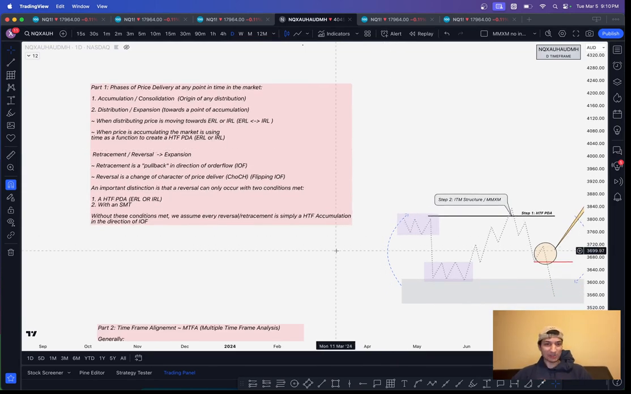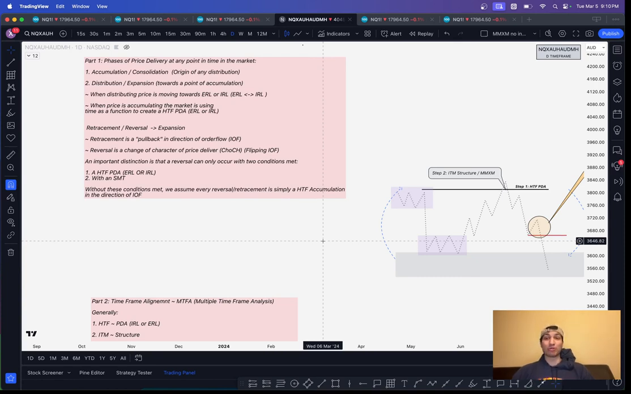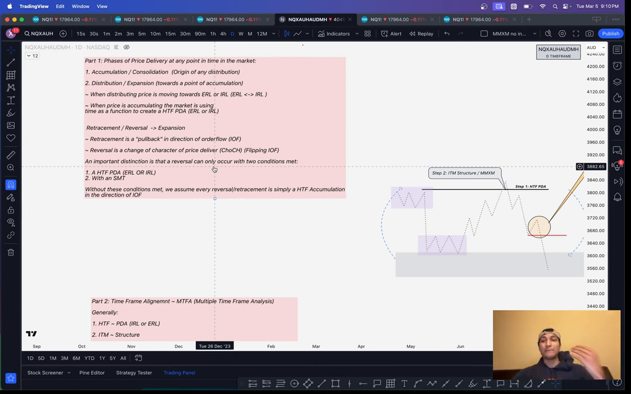Now that we've gotten that housekeeping out of the way, let's take a look at the characteristic of a reversal specifically. One thing you must understand as an MMXM trader or as a structural trader is that a reversal can only occur with two specific conditions met in the market. The first is going to be the instance of a higher time frame PD array being engaged. Think of this like external ranges or internal ranges. You can also use things like order blocks and breakers, volume imbalances, all sorts of PD arrays.